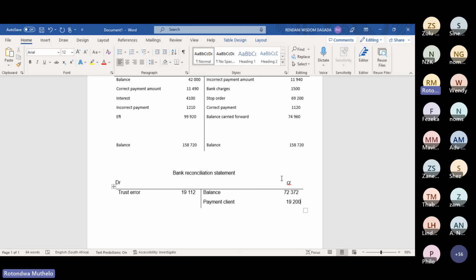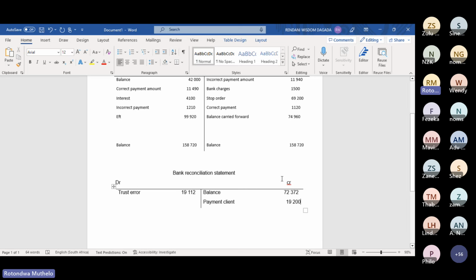We used money from the business and paid for a disbursement for a client. Instead of using the trust, we used our business. So we must correct that error.